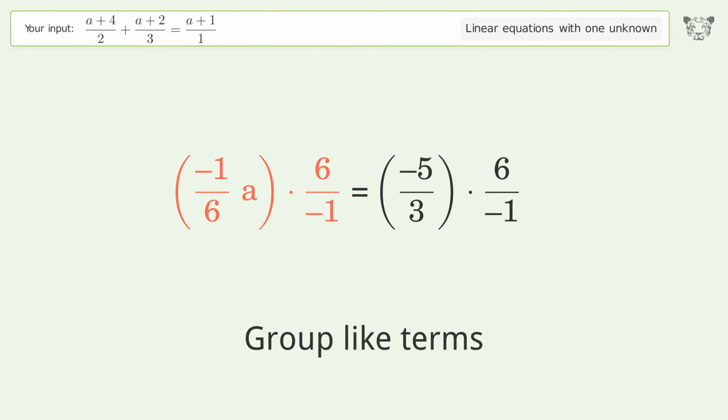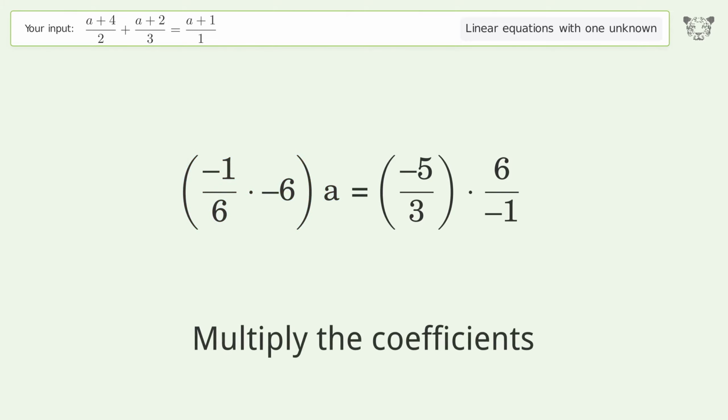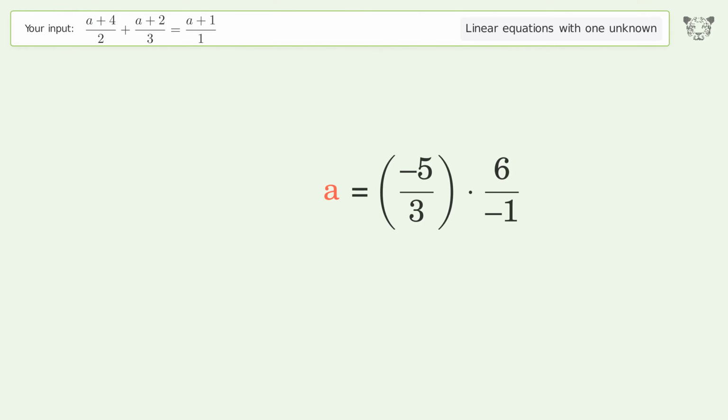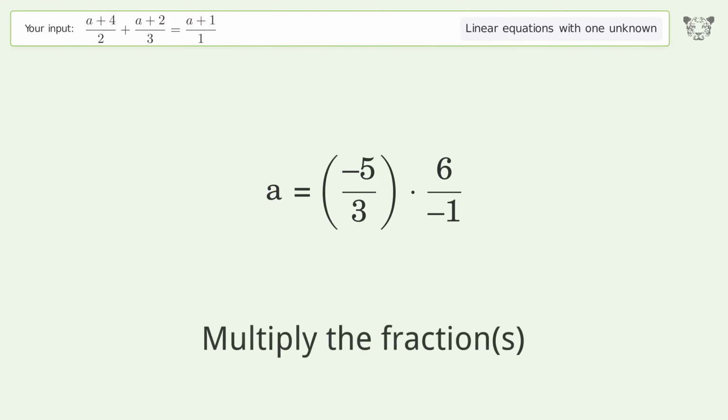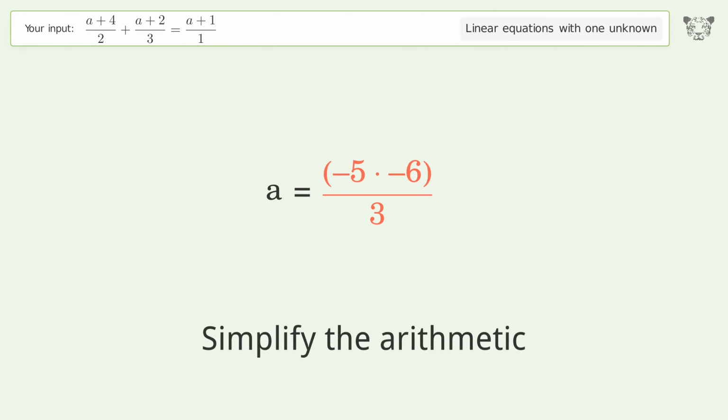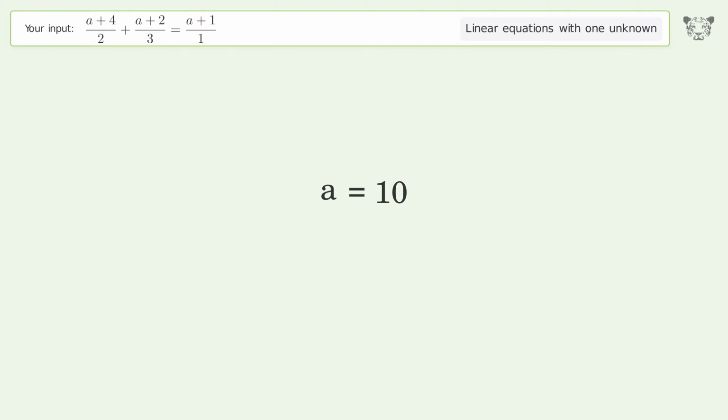Group like terms. Multiply the coefficients. Simplify the arithmetic. Multiply the fractions. Simplify the arithmetic. And so the final result is a equals 10.